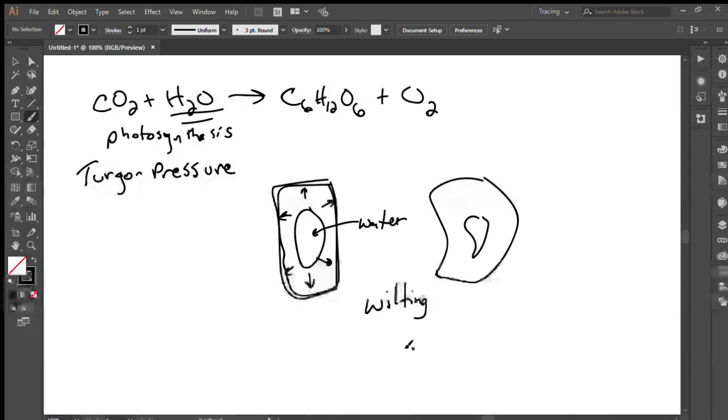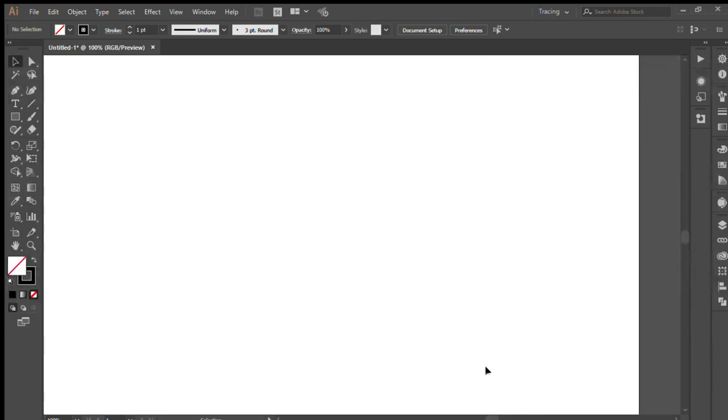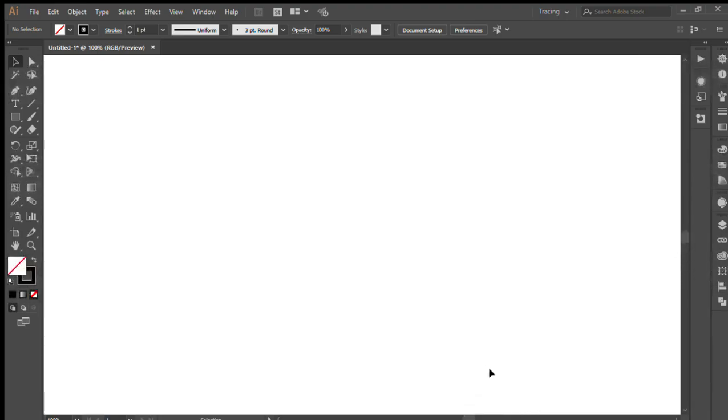Now turgor pressure is used in other areas as well. That one you're familiar with. Turgor pressure is used in what's called nastic motion. Plants can move. Some you're familiar with already. Plants will move towards sunlight. Movement toward sunlight is called phototropism. So plants will adjust their leaves to face the sun to get the most sun to carry out photosynthesis.